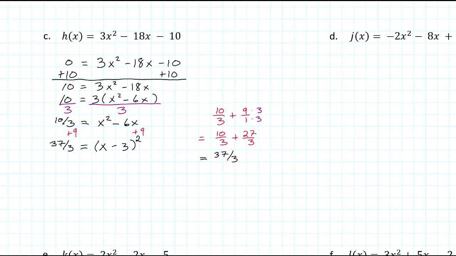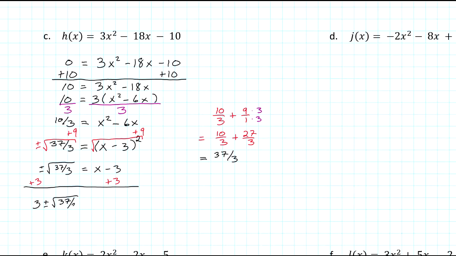All right, so now we can take the square root of both sides, but in this case, it's not going to be such a pretty number. So take that square root of both sides using a plus or minus when I do so. And we get plus or minus the square root of 37 over 3 equals x minus 3. I'll add 3 to both sides to isolate the x. So we have 3 plus or minus the square root of 37 over 3 equals x.